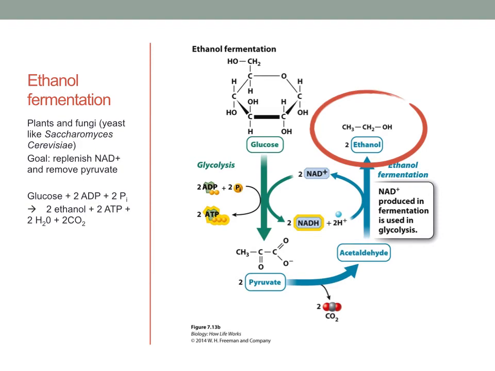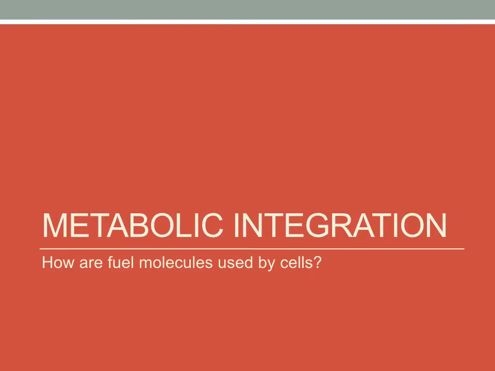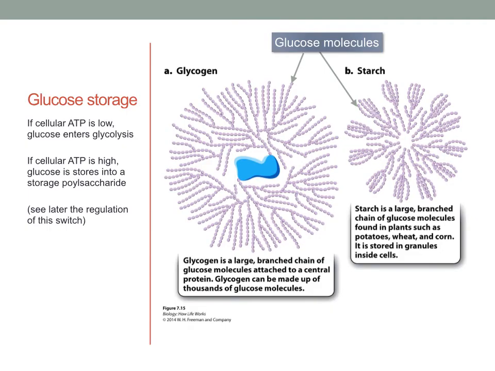Now, a little metabolic integration. So, how are all the fuel molecules used by cells? How do cells regulate their use, basically? First of all, glucose will not necessarily be used for energy production all the time. Basically, if you have high amounts of ATP in the cell, there is no need to spend energy and time to make more ATP molecules if you already have a lot.